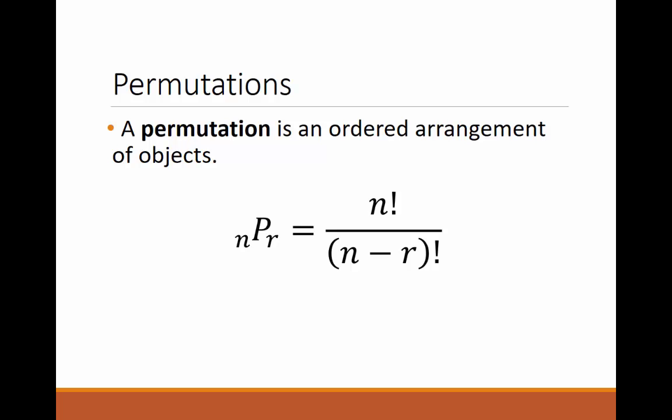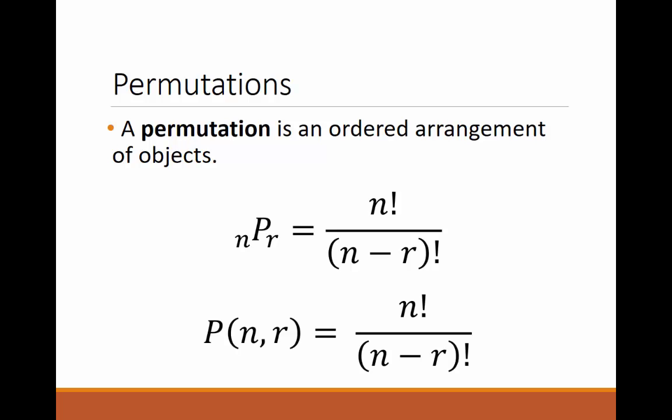The lowercase n represents the total number of items that we can select from. The lowercase r indicates the number of items to be selected. That capital letter P indicates that we're dealing specifically with permutations. And the formula on the right hand side is read as n factorial divided by n minus r factorial. Sometimes this can be viewed in a slightly different manner, but notice the formula is exactly the same.